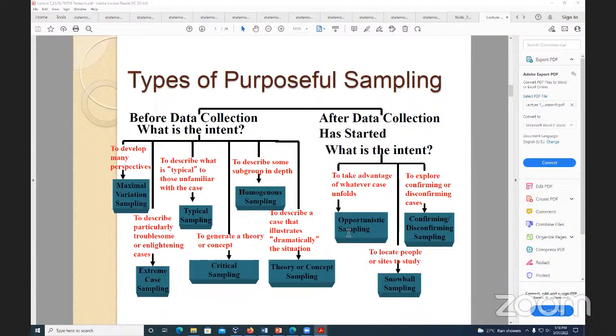If you have started your data collection and you realize that this is not what you expected, you change how you're doing the sampling. If you are doing the sampling and you realize that this is definitely not what you expected, you may change the sampling technique. So these approaches are based on the data collection, and you change your methods. All of this now is what you intended from the beginning. So did you plan to develop many perspectives?